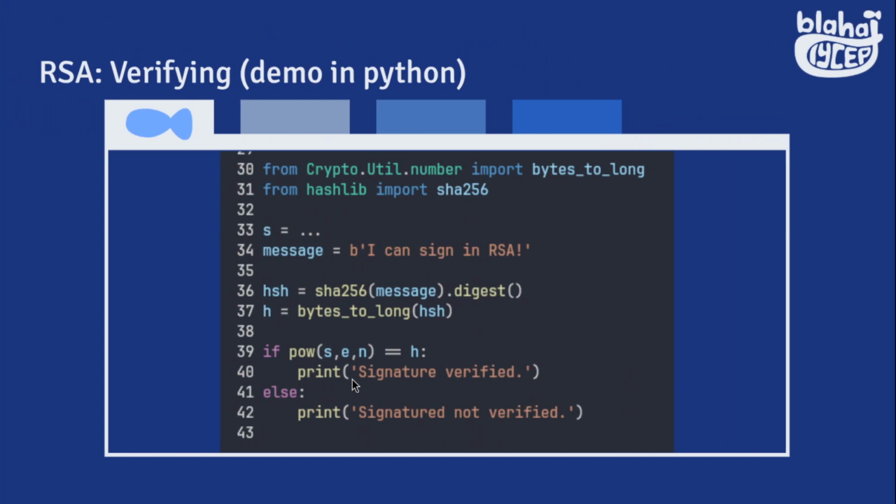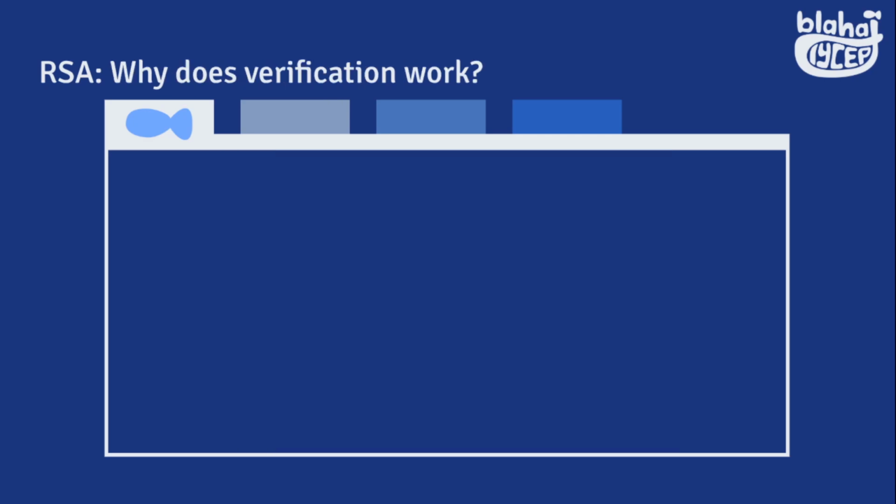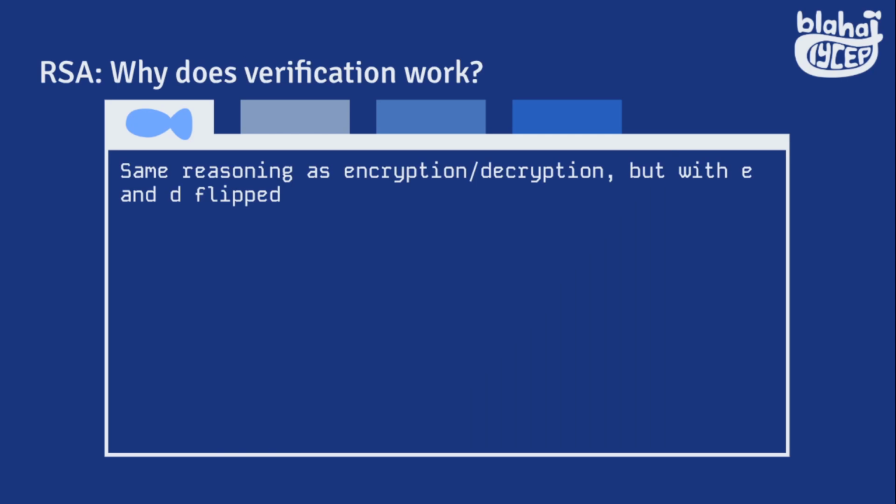Now that we have gone through both signing and verifying, the next question is, why does verification work? This is the same reasoning as encryption and decryption. If we recall earlier, we have m to the power of e to the power of d is congruent to m modulo n. Here we have h to the power of d to the power of e is congruent to h modulo n. Everyone following so far?